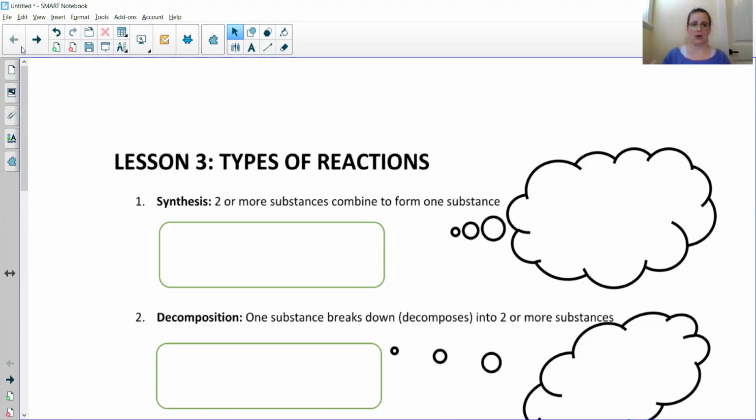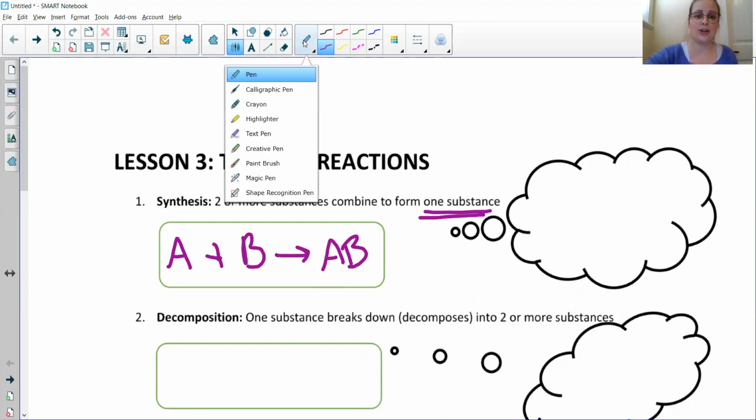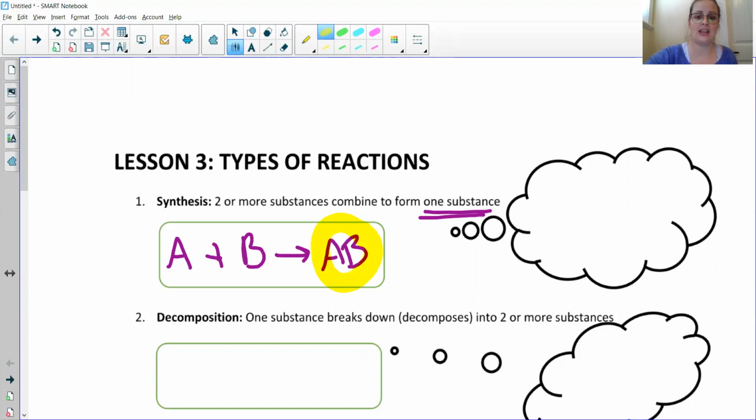So one of the first types of reactions is the one that you're probably most inherently comfortable with, and that's called a synthesis reaction. It's when you take one thing, add it with another thing, and they join to combine into one new thing. So you have one element or compound react with another element or compound, and it produces one product, one substance. So what you look for is only one thing on the right-hand side of the arrow.